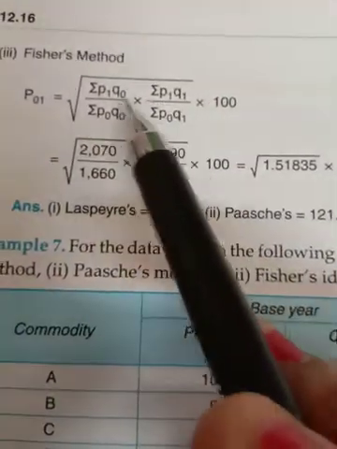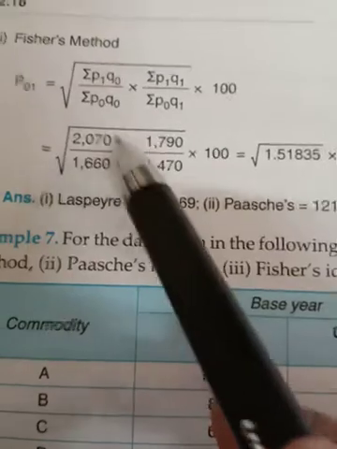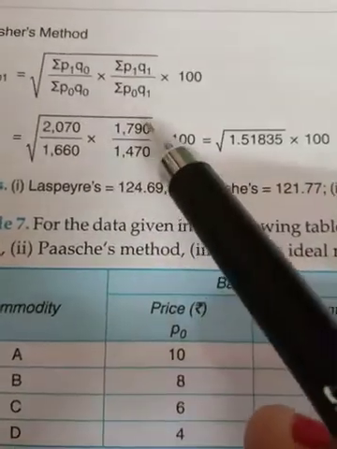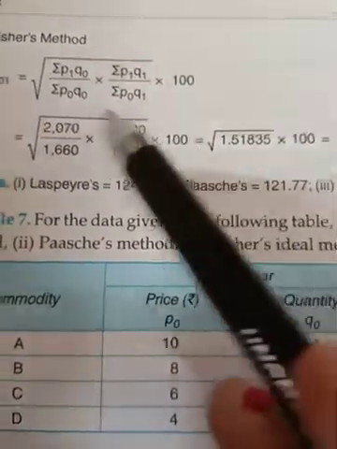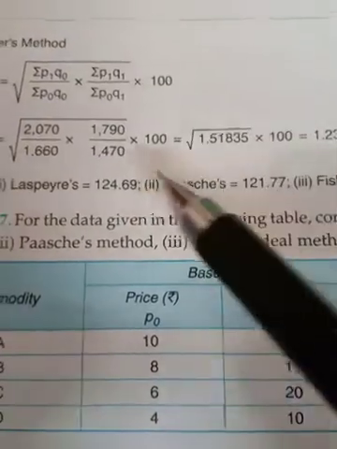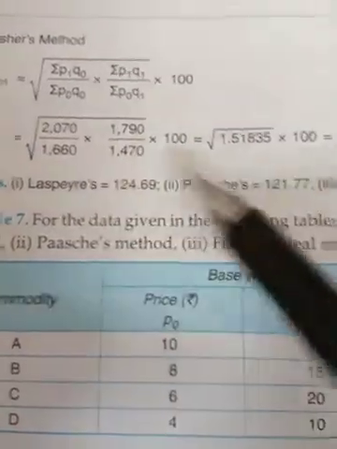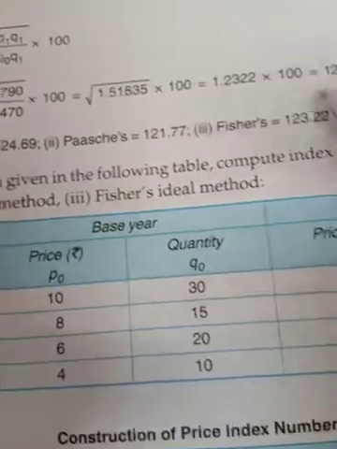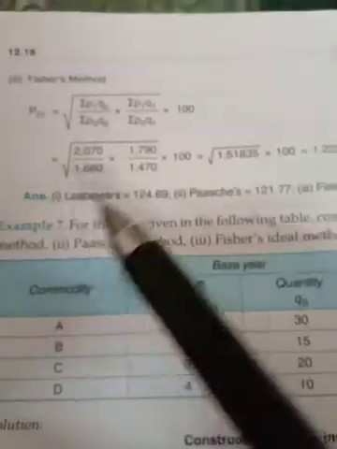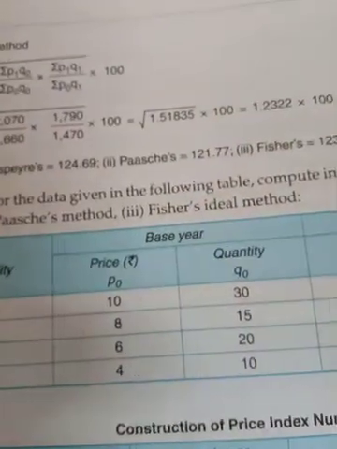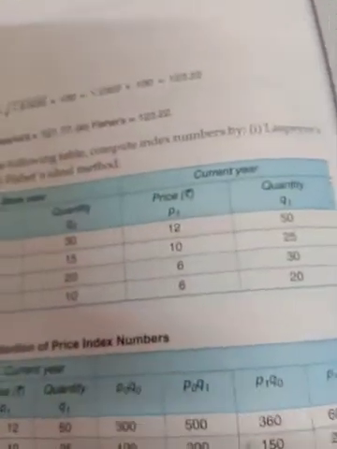Now Fisher's method. This is the equation for Laspeyres, and this is the Paasche. So they are to be multiplied, taking the root, and then multiplied by 100. Definitely you have to do more calculation over there. Then you take the root and multiply by 100. You will get this answer, 123.22. So this is the method. The perfect method is the Fisher method.